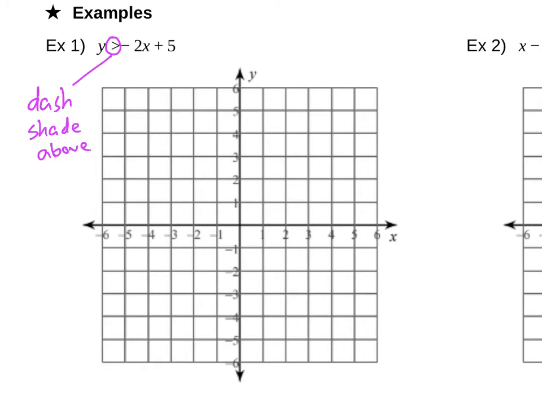Plot the b, so positive 5, 0, 5. There's our y-intercept. And then our slope here, our y-intercept was 0, 5. Our slope is -2. That means do what? Down 2 and over 1. Down 2 and over 1.